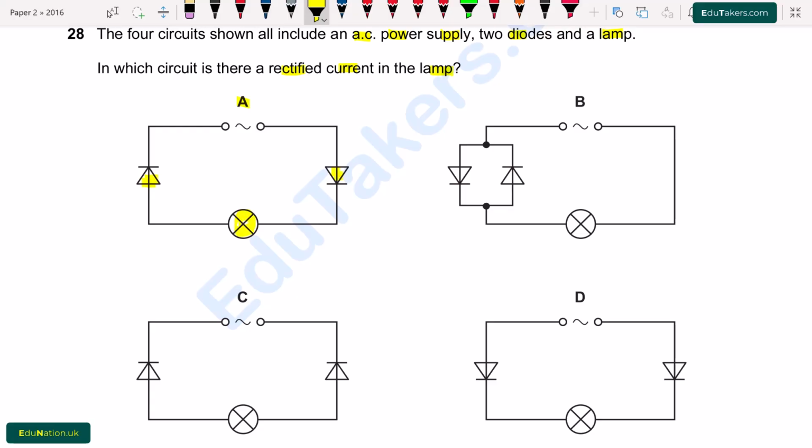Only circuit A will allow the current to pass through it in one particular direction only. It means that circuit A shows the rectified current in the lamp. So option A is correct from here.